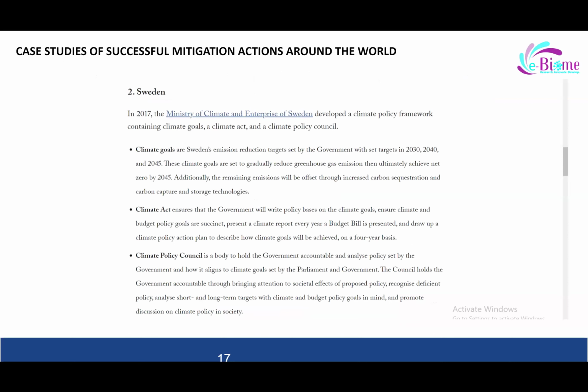Secondly was Sweden. So they set up climate goals, emission reduction targets set by the government with set targets from 2030 to 2045. So these climate goals are set to gradually reduce greenhouse gas emissions, then ultimately achieve net zero by 2045. So this is an effort by the country itself, right? So they have the Climate Act, they have the Climate Policy Council to ensure that government and parliament are abreast with what is happening globally with regards to climate change and all of those.